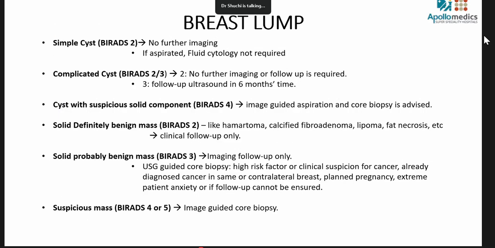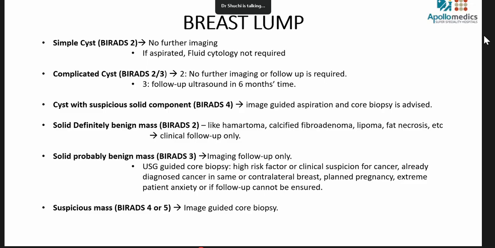So what all breast lumps can you have? Categories: breast lump, BI-RADS 2, simple cyst, nothing has to be done. BI-RADS 2/3, complicated cyst, no further imaging is required, just do a follow-up ultrasound in 6 months' time. Then cyst with a suspicious solid component, that becomes BI-RADS 4. So in this, image-guided aspiration or core biopsy is advised.